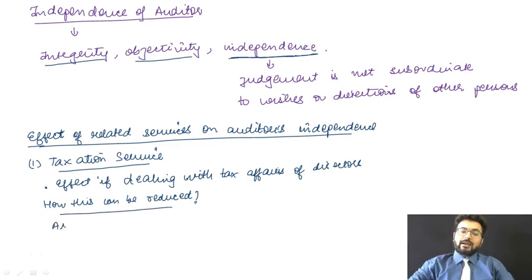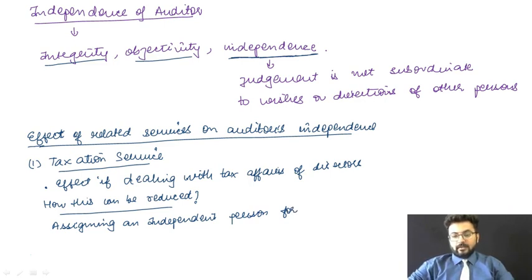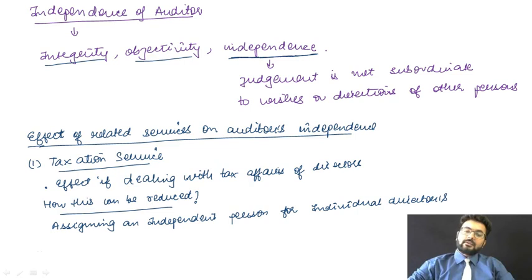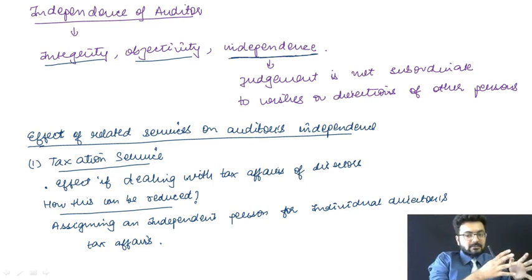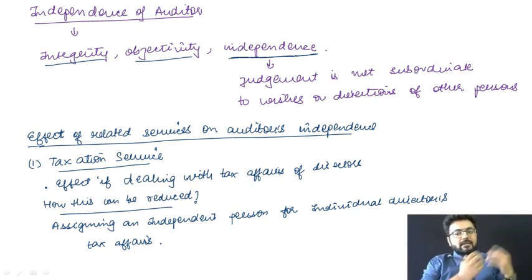This can be reduced by assigning an independent person for tax management, for the individual directors' tax affairs. It means, in order to handle the tax of the individual director, just straight away avoid it. Delegate that to somebody else. Your friends, they may be auditors, delegate the work to them. You are not going to have those kinds of things.